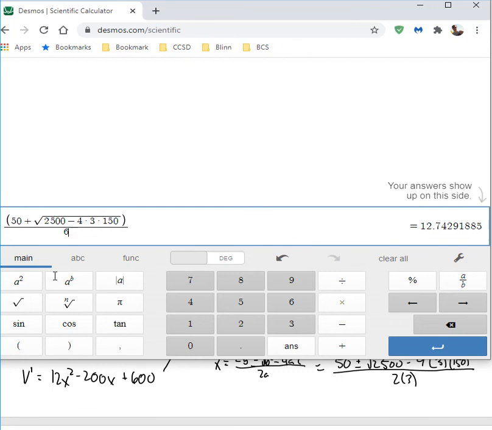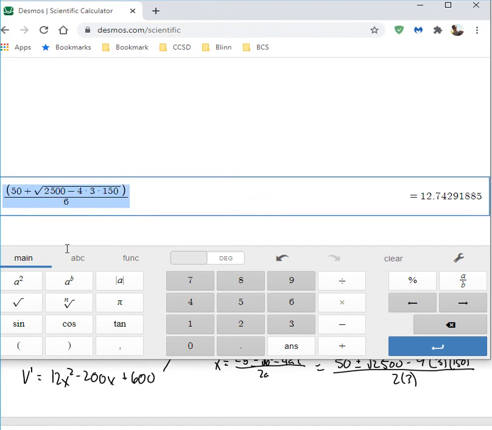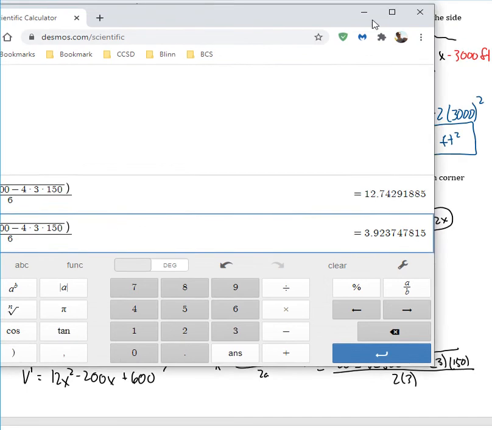I guess if we really need to, we could have simplified and kept it a radical. I wanted to use this formula though. So that's one of our x values. Let's press enter just so it's there. And then I'm going to copy and paste it, and change it to the minus to see what that gives us, and it gives us 3.923. Let's do each of these to just one decimal place. So we have two x values. x is 12.7 and x is 3.9.